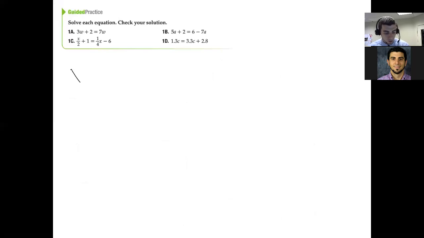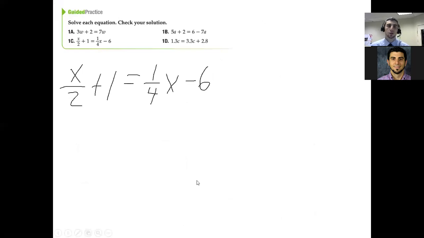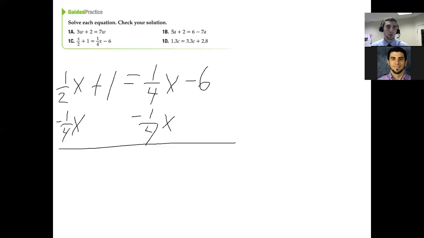Okay, so x halves plus 1 equals 1/4 x minus 6. Now this one might have thrown you for a loop, but let me explain. X halves is the same as 1/2 x. So what I would do is I'd subtract 1/4 x from both sides. And 1/2 minus 1/4, if you get a common denominator, it's like 2/4 minus 1/4. You still get 1/4 x plus 1 equals -6.